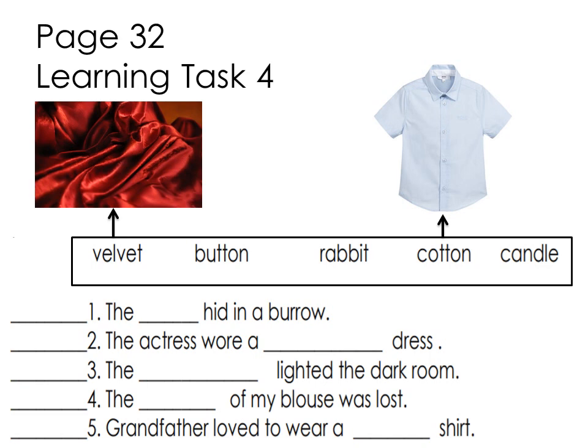Okay? Just to remind you, just write page 32 and learning task 4. The choices are inside the box. And then just write 1, 2, 3, 4, 5. Okay? Is that clear? So now let's fill up these sentences with the complete two-syllable word.